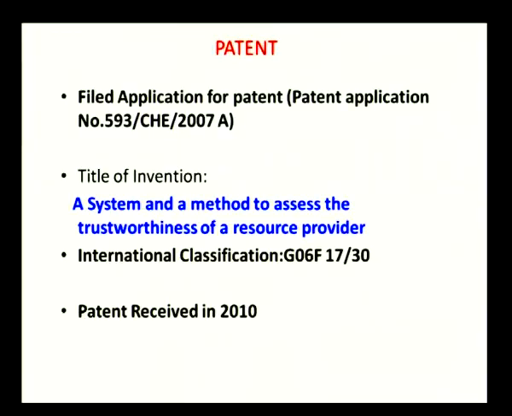So, that was the research we have done. The outcome of this research is a patent titled "A System and a Method to Assess the Trustworthiness of a Resource Provider," received in the year 2010, and the international classification is this number. So, this is the outcome of the trust component which we have completed.